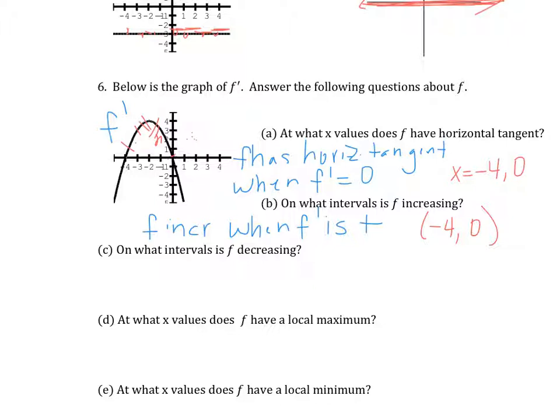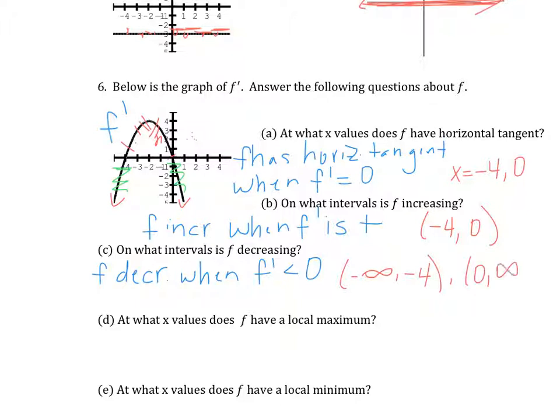You figure out C. F is decreasing when f prime, so I'll write this one this way just to show you the other option, when f prime is less than 0. So assuming these go on forever, f prime is less than 0, or has negatives, there and there. So that would be from negative infinity to -4 and 0 to infinity.